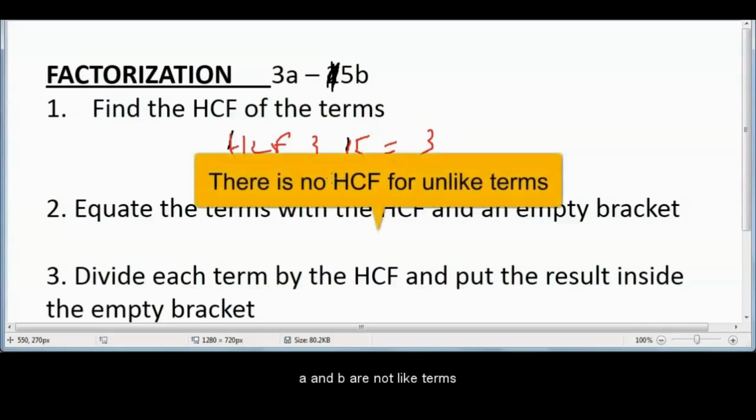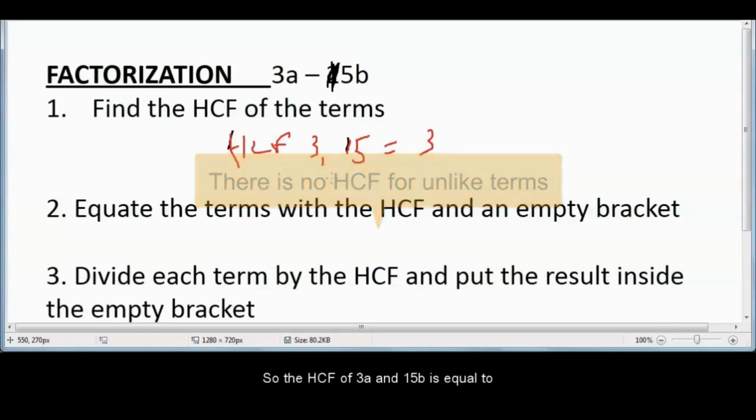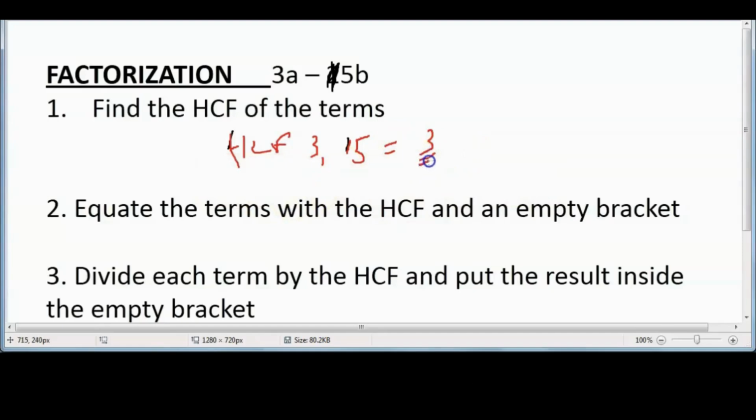A and b are not like terms. There is no HCF for unlike terms. So the HCF of 3a and 15b is equal to 3. This is the final HCF. Secondly, equate the terms with the HCF and an empty bracket. So we will have 3a plus 15b is equal to 3 and an empty bracket.